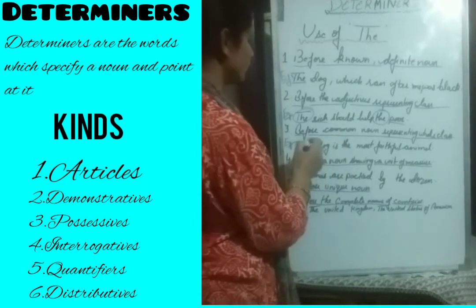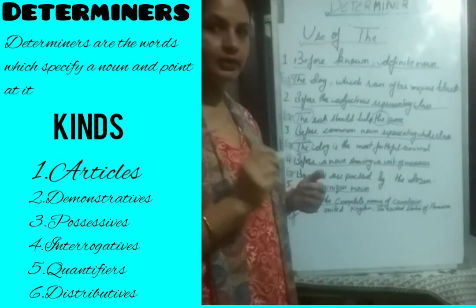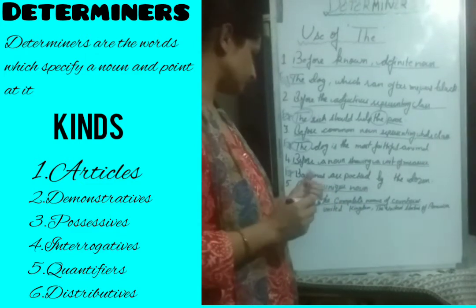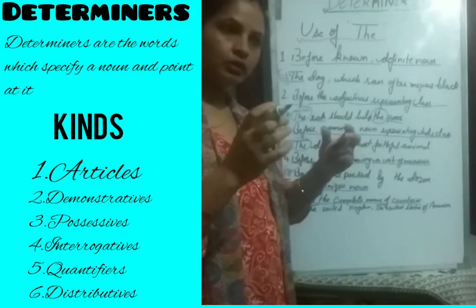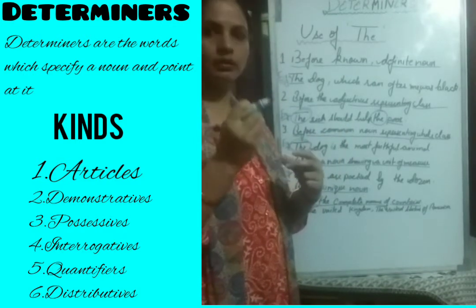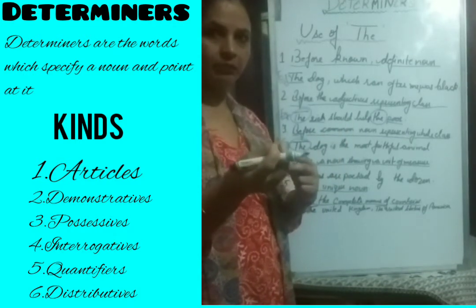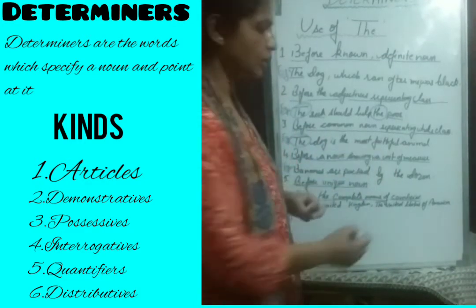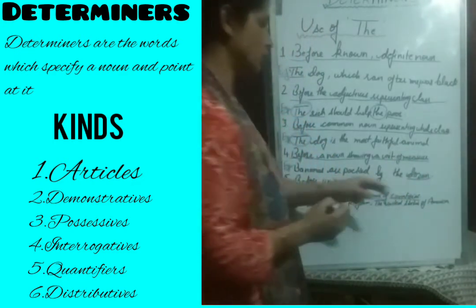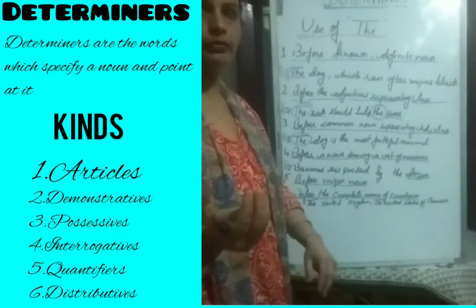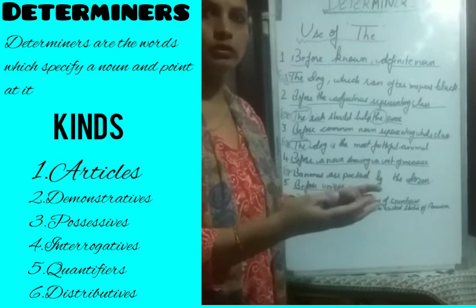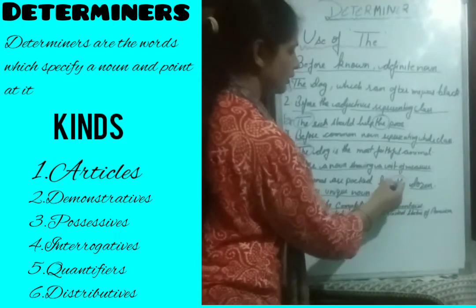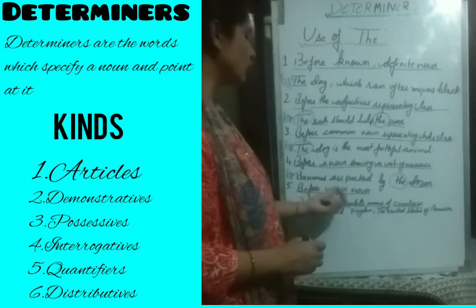And that's why we have used the definite article here. Before a noun showing a unit of measure. When we talk about a particular unit which can be measured, like bananas are packed by the dozen. This is a unit. The number of dozens is not mentioned here, like 12 or 24, but just dozen. So before that we have used the article. Then before a unique noun.